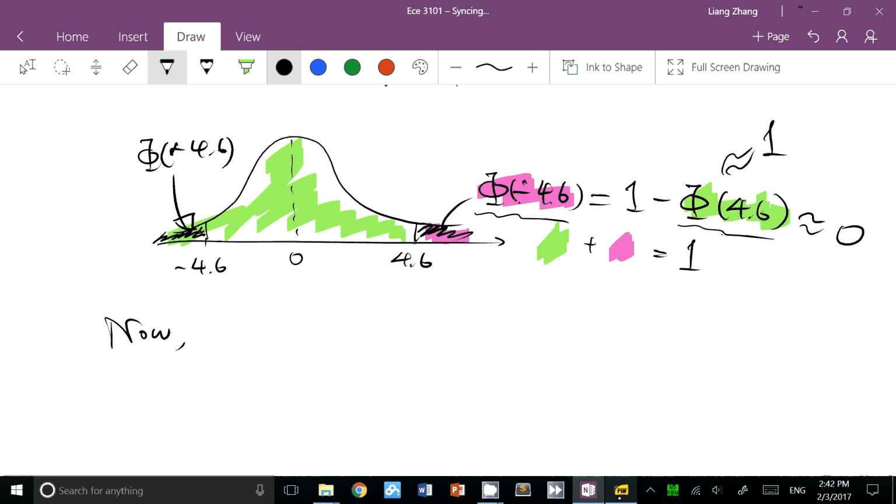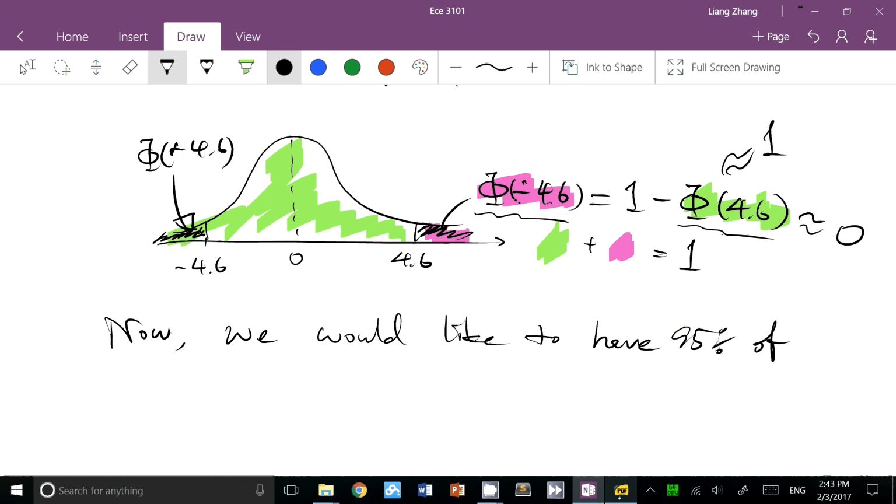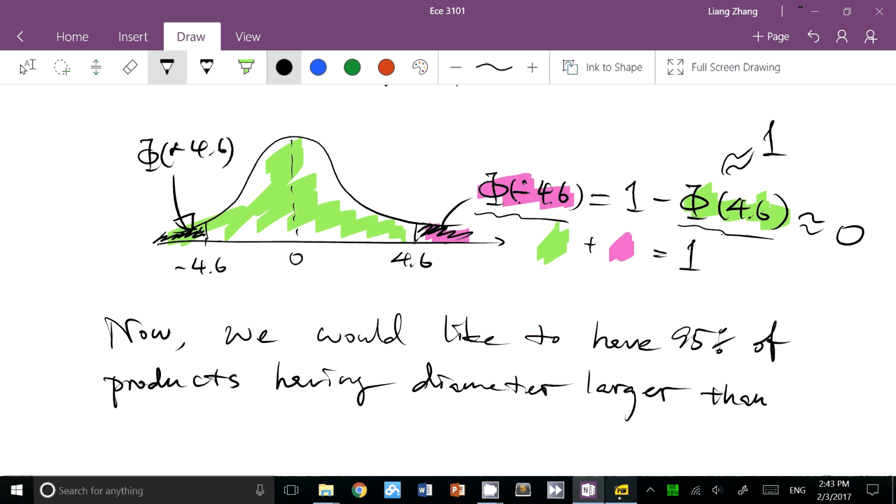If it's large, you can still cut something off. Now what we would like is to have, let's say, 95% of products having the diameter larger than a certain bound, and this bound is given as 0.2485 inch.